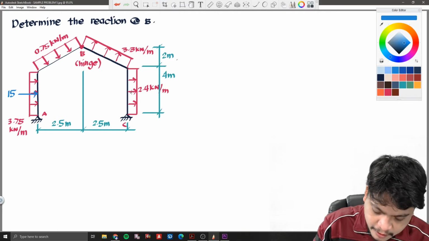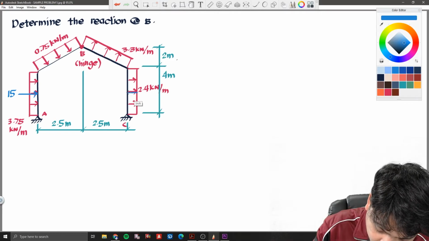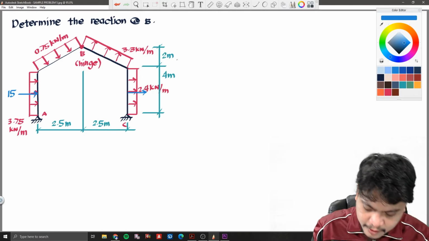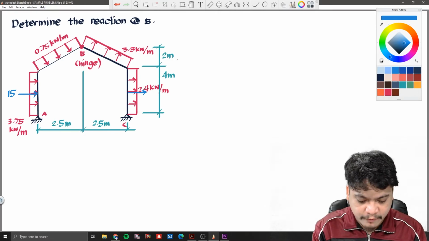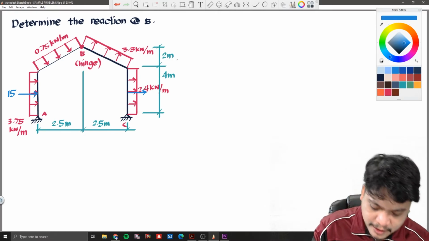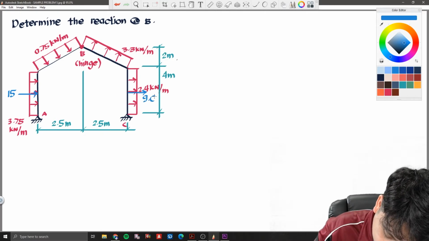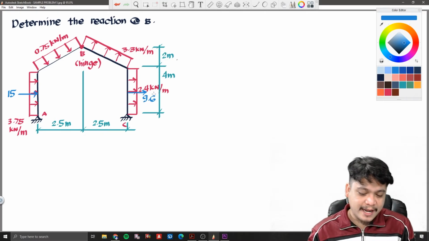Okay? So, dito naman sa kabila, kunin ko yung resultant. So, that's 2.4 naman. 2.4 times 4. So, that's 9.6. Basta nag-a-act siya sa gitna.